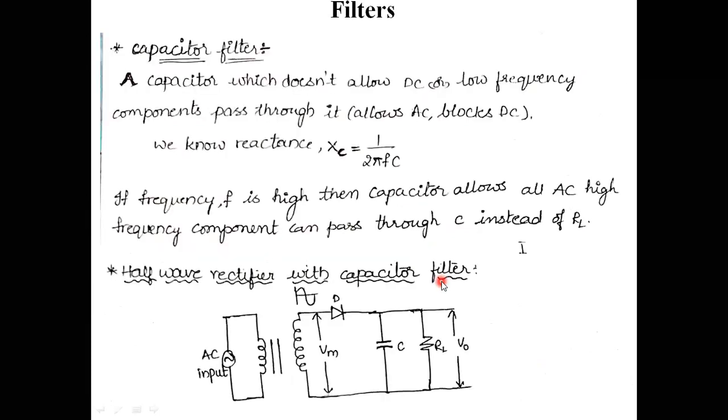Thereafter, by placing one filter, that is a capacitive filter, we reduce the ripple quantity. In the half wave rectifier, we have seen the ripple quantity is 1.21 times greater than the DC component.